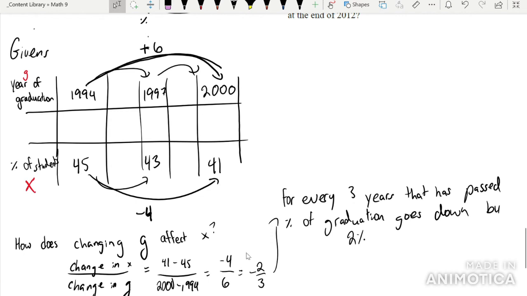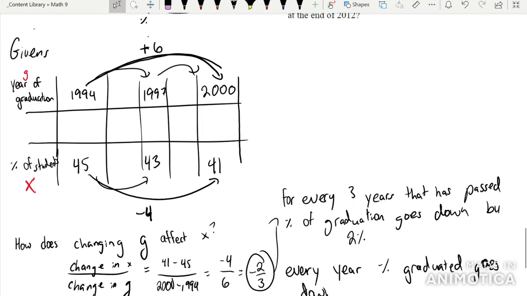Now, this fraction here gives me the change in every year. So another way I can think about it is every year percent graduated goes down by 0.66%, repeating.